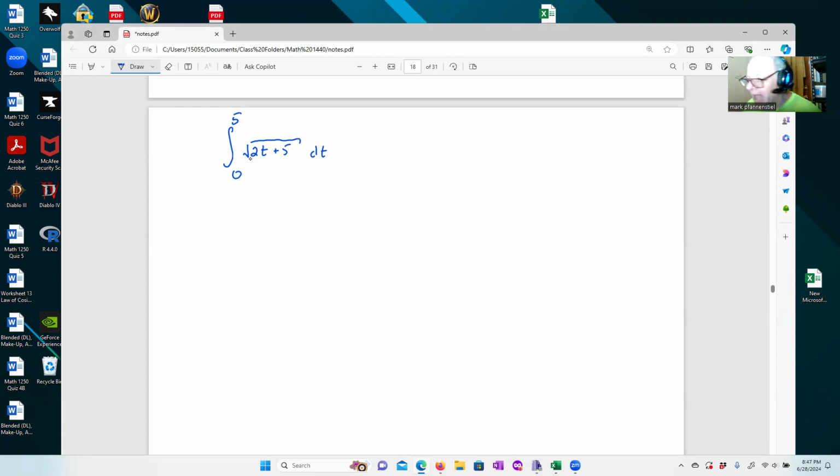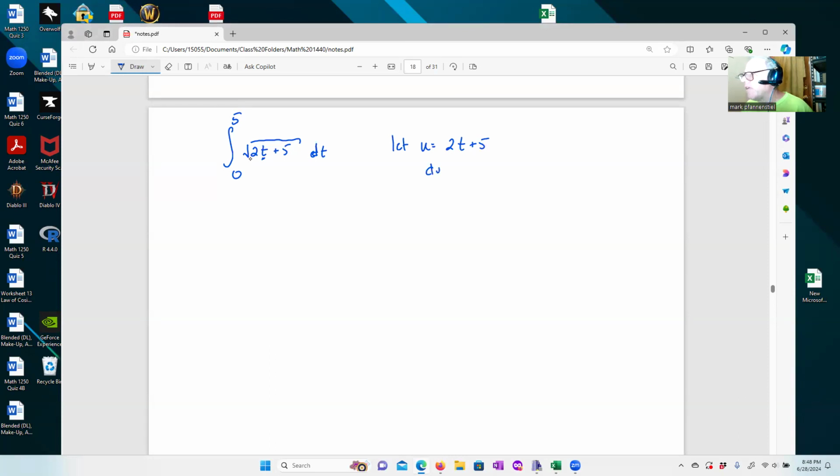Okay, so that's not too bad. We're just going to say, let u. Again, notice the integration variable we're integrating is t. We have a dt for that variable. So we're going to say let u equal 2t plus 5.